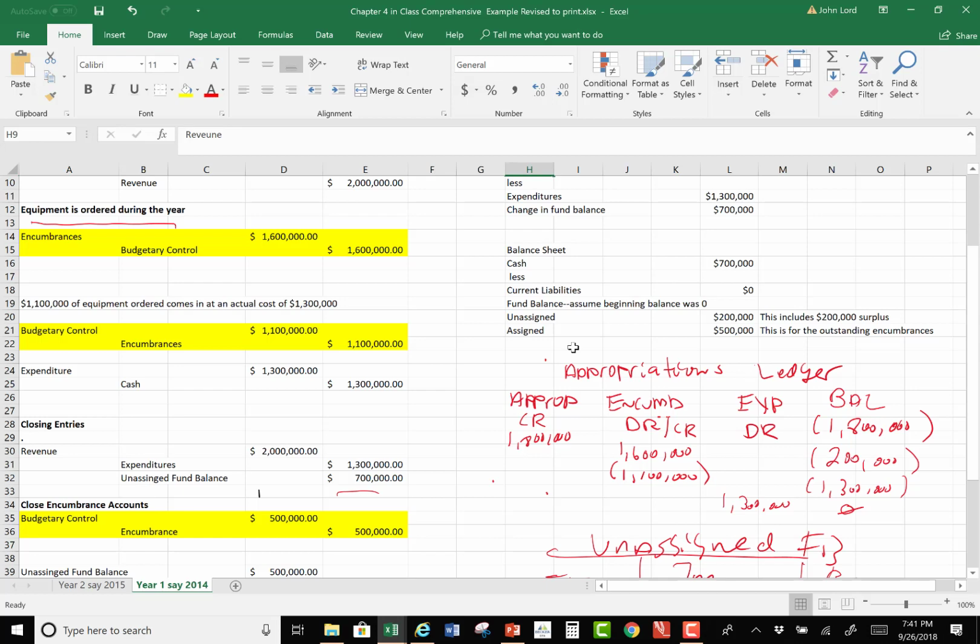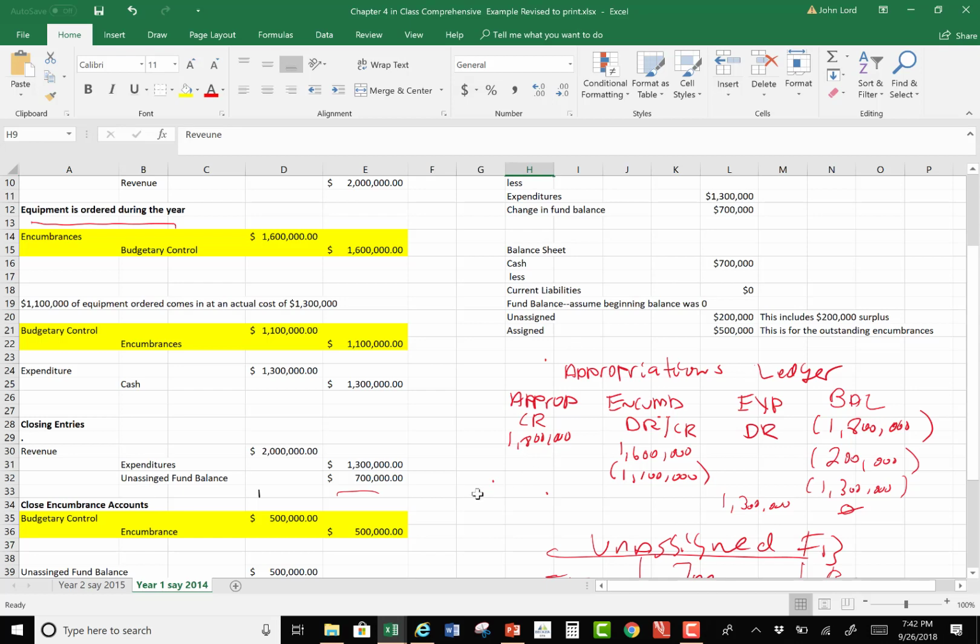No liabilities in this case. My fund balance, assuming the beginning balance was 0, which we did, unassigned is what? 200,000. That 200,000 represents the surplus, doesn't it? I was going to get 2 million of revenue, and I was allowed to spend 1.8, so I was going to have a surplus left over. So that 200,000 is the surplus. The remaining 500,000 is representing the amount that's assigned for that outstanding encumbrance, right? That hasn't come in yet. Still out there somewhere. Stuff we ordered is in Kansas City. They ain't in here yet, though, right? Okay, good.